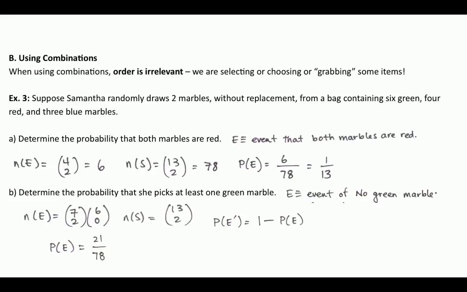We'll use this notation here and we'll say the probability of not choosing a green marble is equal to 1 minus the probability of choosing at least, excuse me, backwards. I got that backwards. The probability of choosing at least 1 green marble, 1 or 2, is equal to 1 minus the probability of no green marbles. There we go. So it's 1 minus 21 over 78, and if you work this out, we get 57 over 78. So 73% chance that we're going to pick at least 1 green marble. Sure, because there's more greens than anything else.